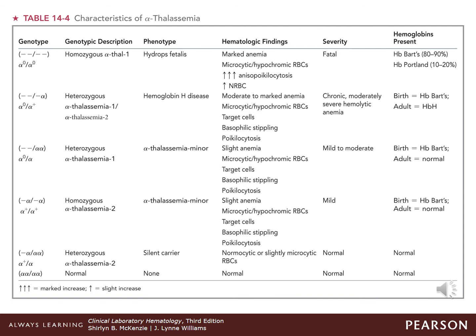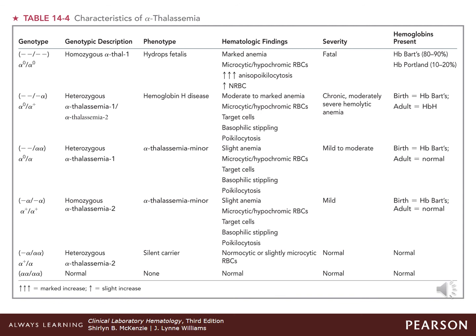So the description would be homozygous alpha thalassemia 1, leading to hydrops fetalis, which is the name of the phenotype, or the disease, that physicians usually call the severity of the thalassemia. Now the findings here: you're going to have a marked anemia, a microcytic hypochromic picture right away at birth if you get a peripheral smear. Again, this is fatal. You have no alpha chains.